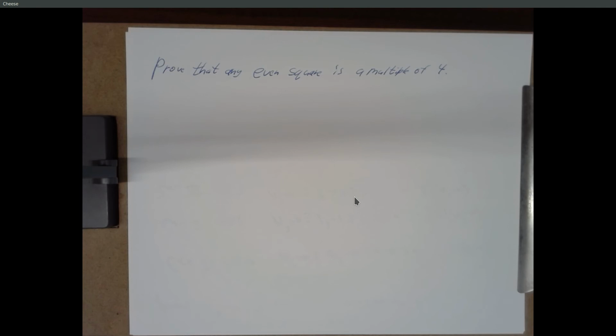Is n squared congruent to 2? Can you say n squared is congruent to 2? So n squared is n times n, right? Well, this is congruent to 2, this is congruent to 2. That's congruent to that. Right? 2 times 2 is 4, and what's 4 mod 4? 0. So it's congruent to 0.